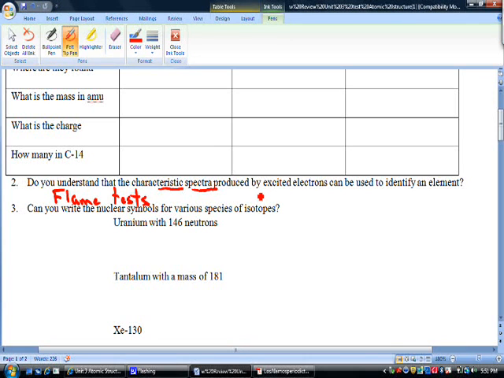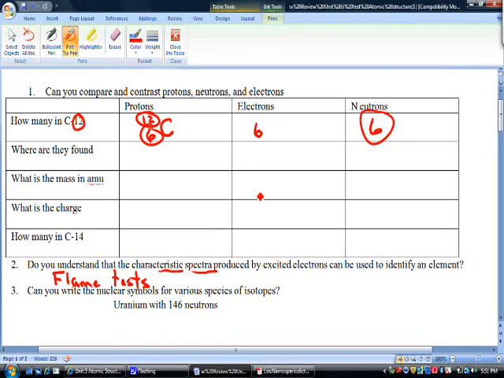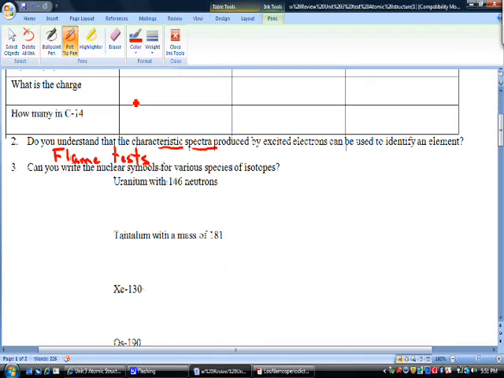You can write the nuclear symbols for various species of isotopes. I wrote the nuclear symbol up here for carbon-12. So what you have to remember is that you have the symbol. Let me put X here for some kind of symbol. Then the number here is sometimes written as a Z, which is why I changed this. That would be the atomic number, the number of protons.